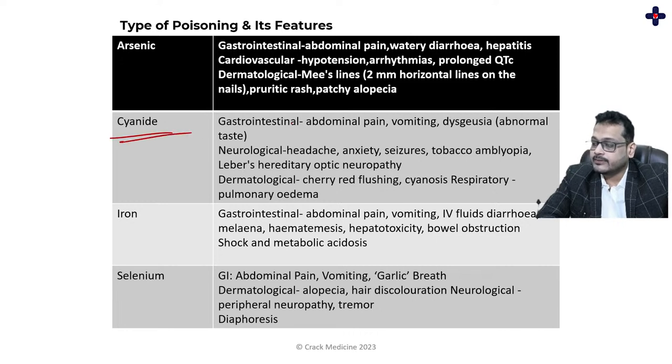Cyanide poisoning is very important and you have to be very careful and very quick about it. Now, if you look at the skin, there will be cherry red flushing of the patient with cyanide poisoning. Okay, there will be like cherry red. Also, there can be cyanosis seen. Right. So these are the side effects of some of the poisons.